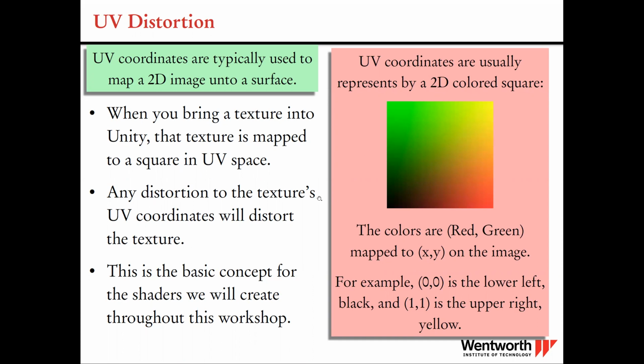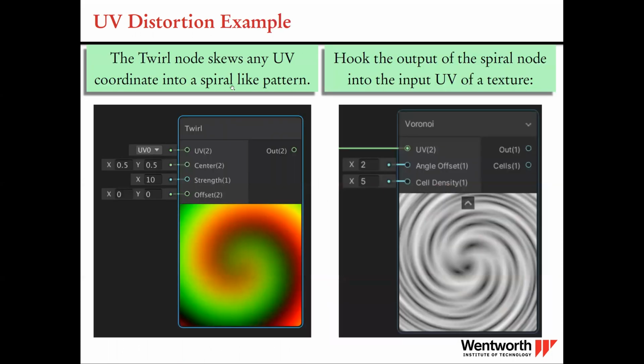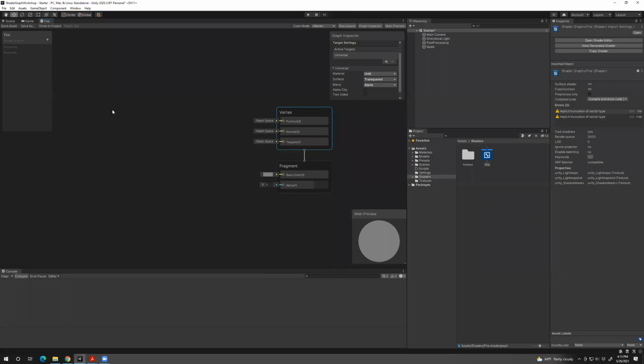So basically, I want to show an example of a UV distortion. We're going to use a twirl node, and we're actually going to use one of the textures that I've included in the project. So let's go back to Unity. To create a node in our graph, I'm going to right click and say create node, and we're going to create a twirl node. If you start typing twirl in the search, you should see it there. It's under UV, twirl.